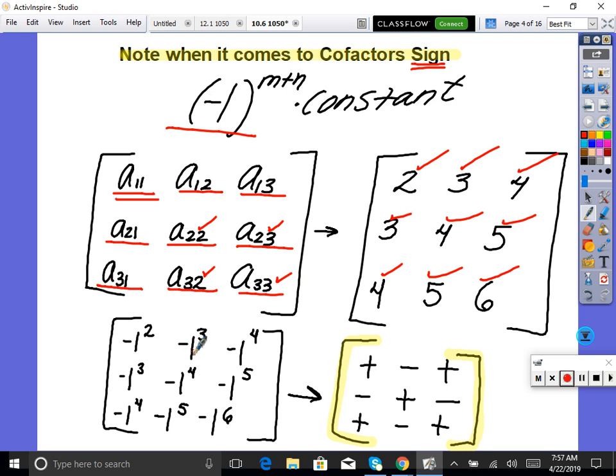Negative 1 cubed. Negative 1 to the 4th. Negative 1 to the 3rd. Negative 1 to the 4th. Negative 1 to the 5th. Negative 1 to the 4th. Negative 1 to the 5th. Negative 1 to the 6th. Do you guys see that?